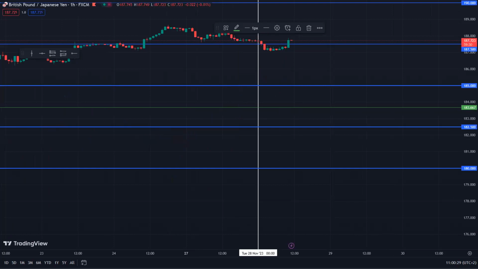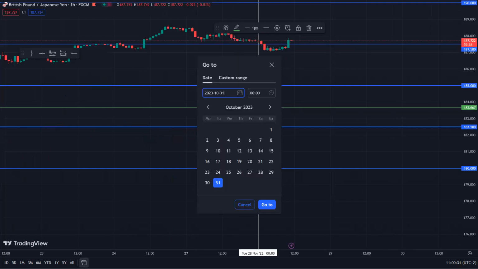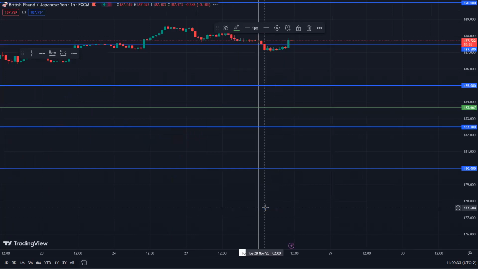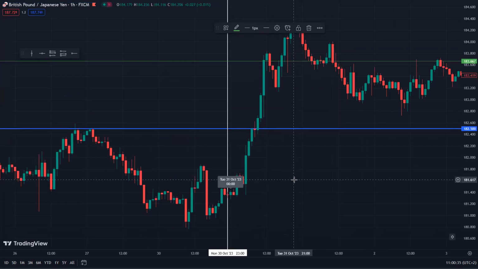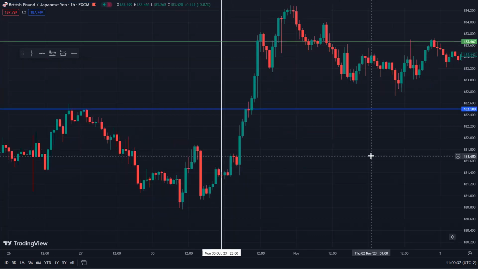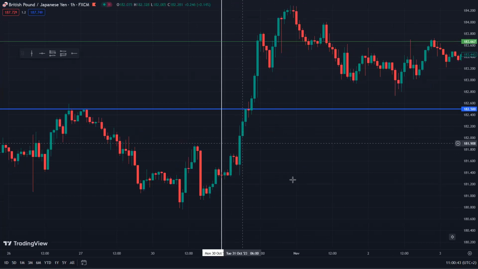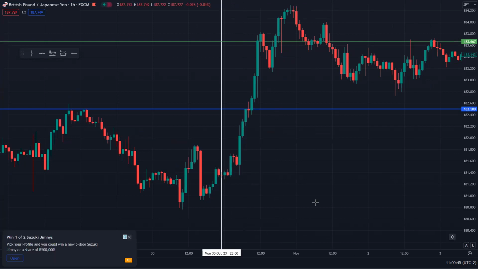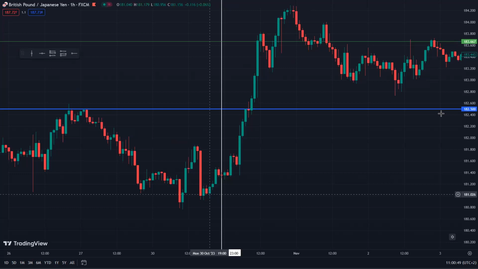See how it goes. And then you see that entry. Let's see that entry. Look, it's a perfect move to the upside. Perfect entry. I think it's taking that entry right there.